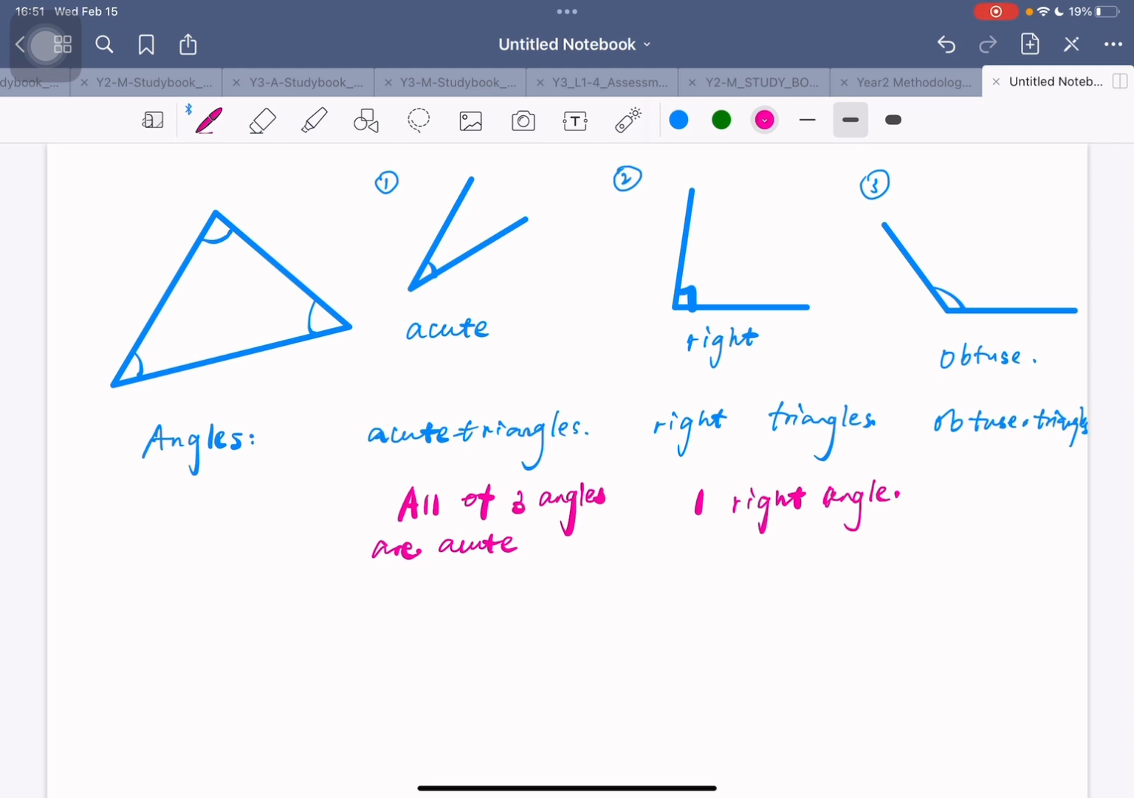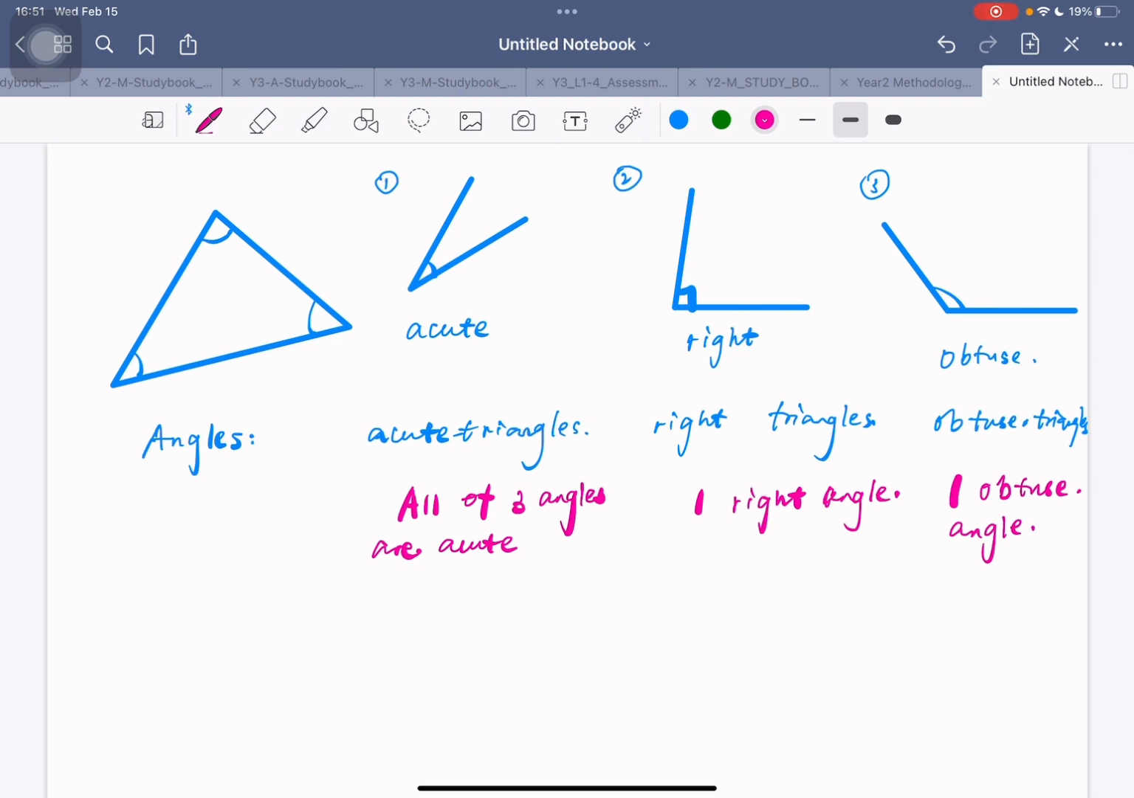And for obtuse triangles, it's quite similar. If we have one obtuse angle, then we can call it an obtuse angle triangle. Okay, so when we just focus on the angles, we would have three different kinds of triangles.